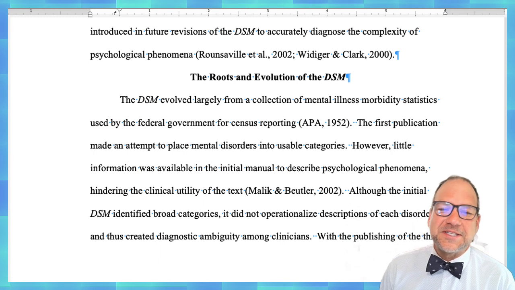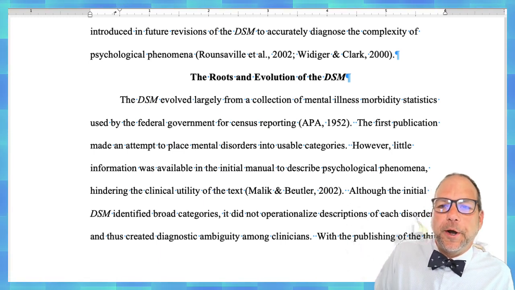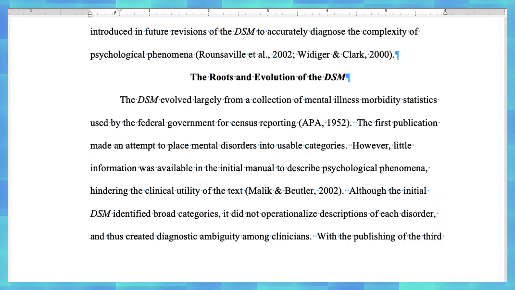I could find a DSM-1. I couldn't find a DSM-2. Imagine that. So the first publication made an attempt to place mental disorders into usable categories. However, little information was made available in the initial manual to describe psychological phenomena, hindering the clinical utility of the text.